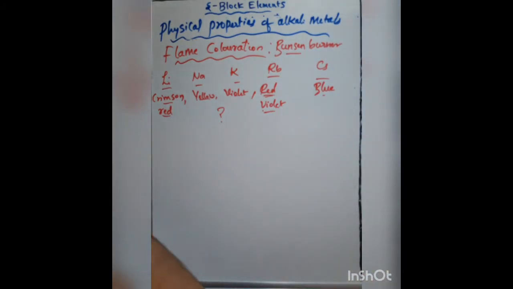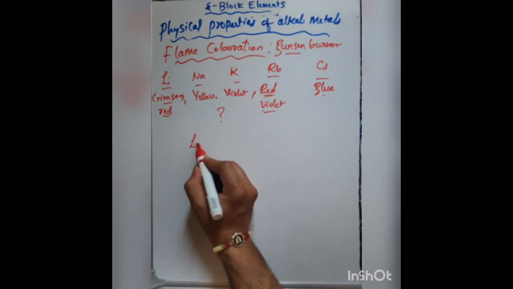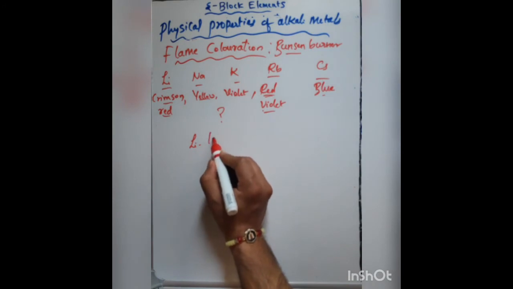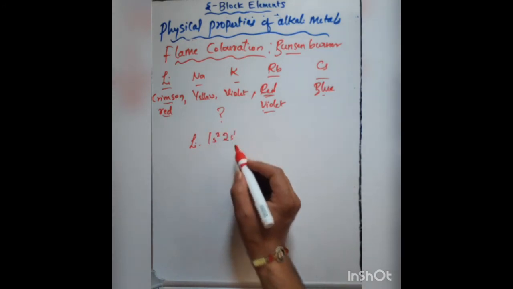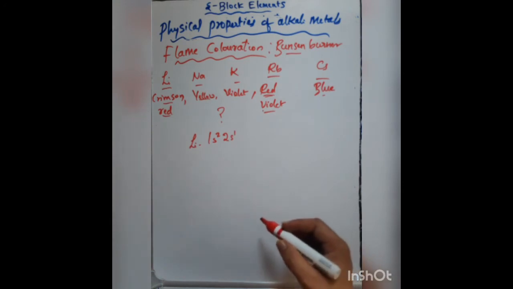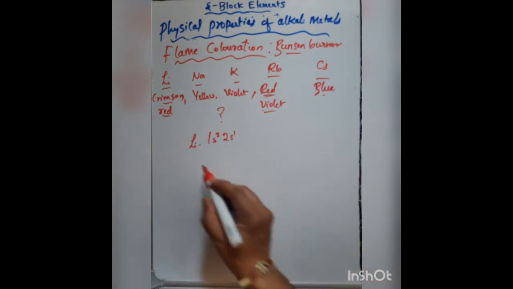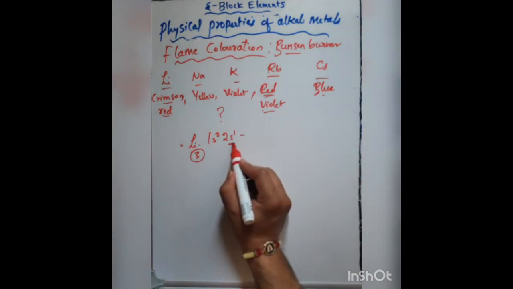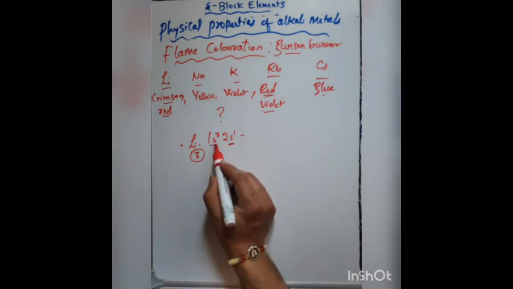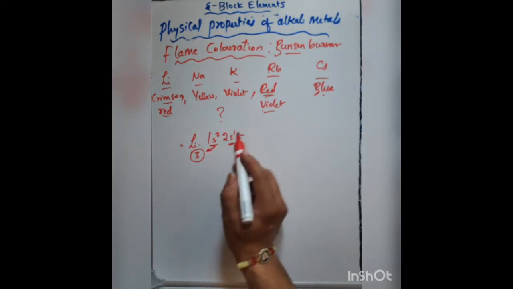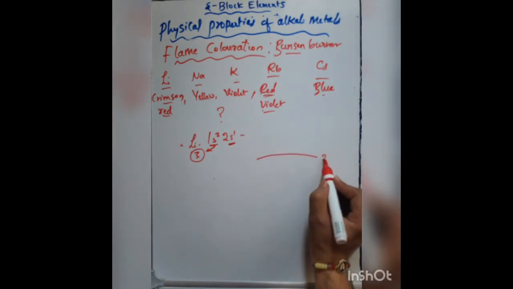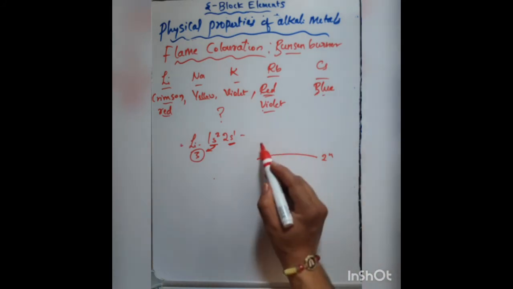Let me take the example of lithium. Lithium has the electronic configuration 1s2 2s1. Atomic number is 3: hydrogen, helium, lithium. Here, the 1s2 electrons are tightly held by the nucleus, so we cannot do anything to them. Now this 2s1 electron is present in the second orbit, and there are some other orbits.